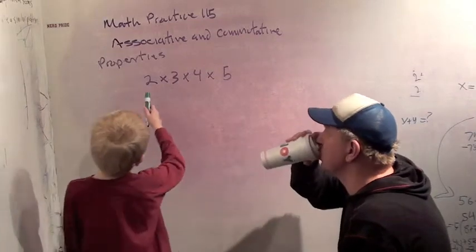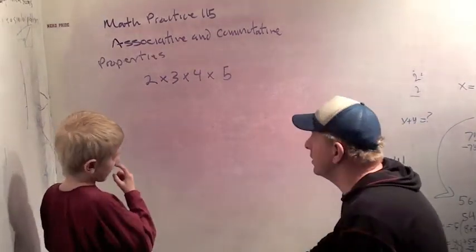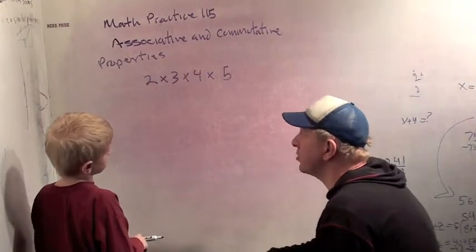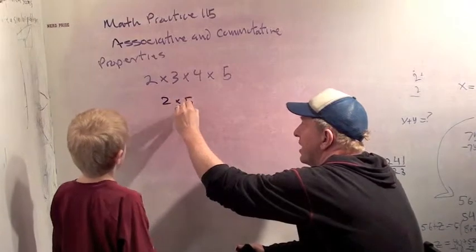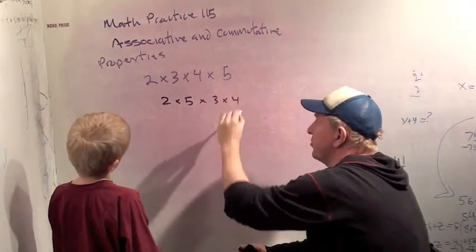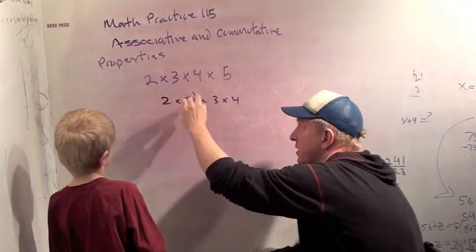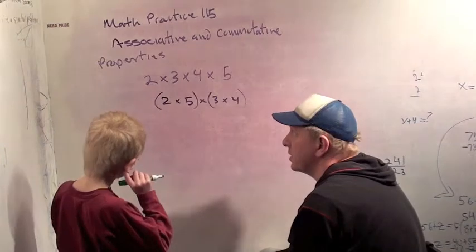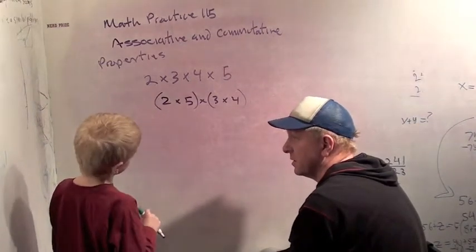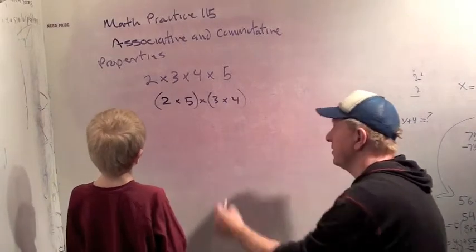Well, there's 2 times 5 over here, which is easy because it's 10. Okay. So which property do we use to rewrite this like this? 2 times 5 times 3 times 4. Which property is that? Commutative property. Commutative allows us to move the 5. And then we can drop in parentheses like this. What property is that? That's the associative property.